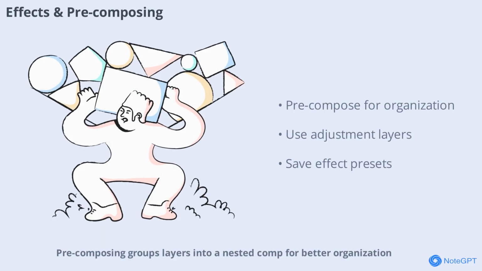Precomposing groups layers into a nested comp for better organization. Use Ctrl Shift plus C to precompose and create adjustment layers, Ctrl plus Alt plus Y for global effects. Copy and paste effects between layers and use the FX Console plugin for quick effect searches. Save effect stacks as presets for future projects.